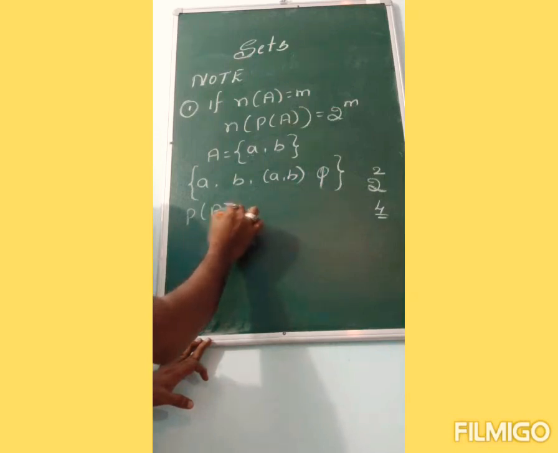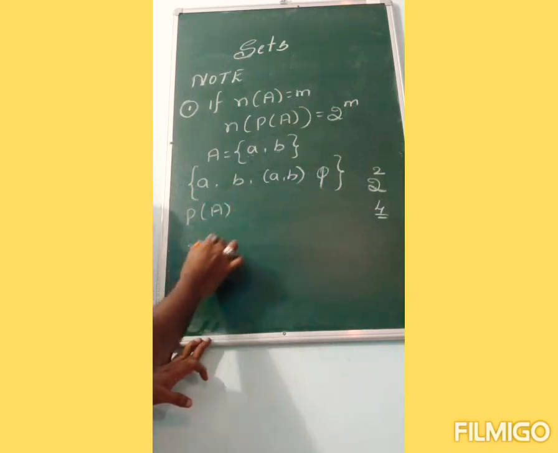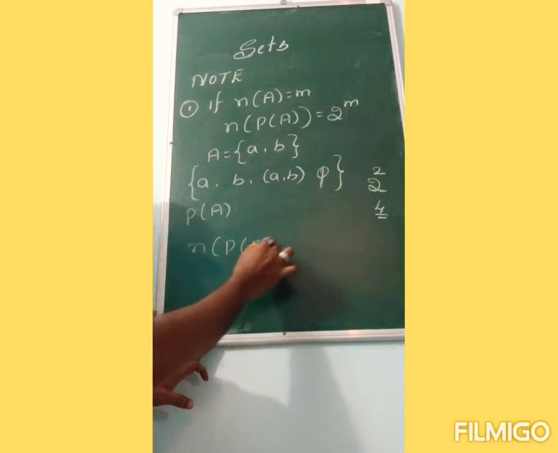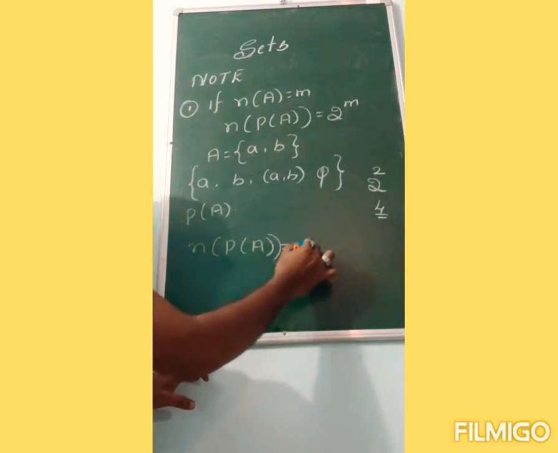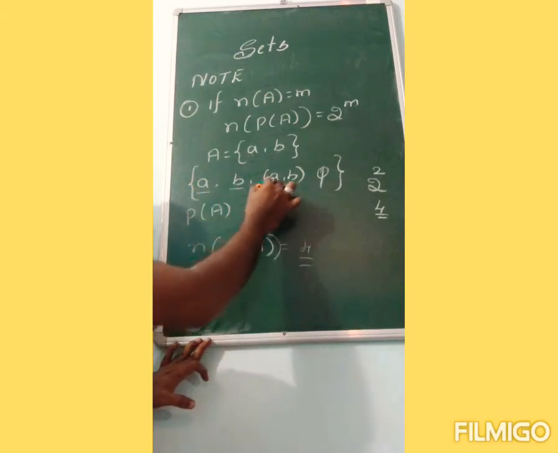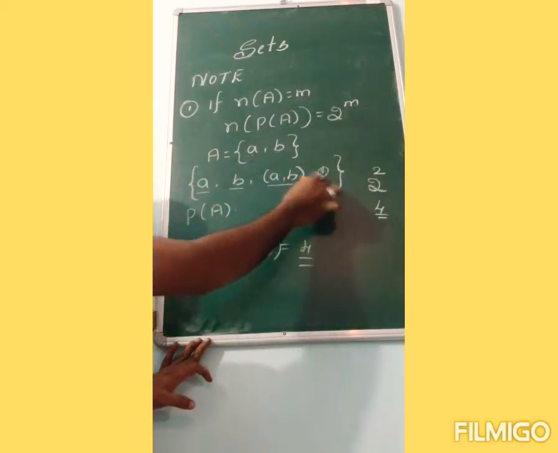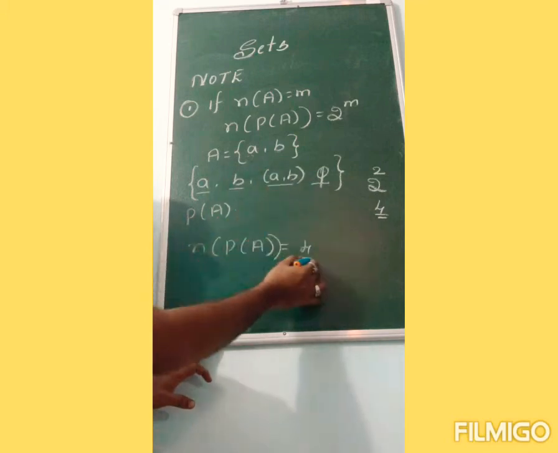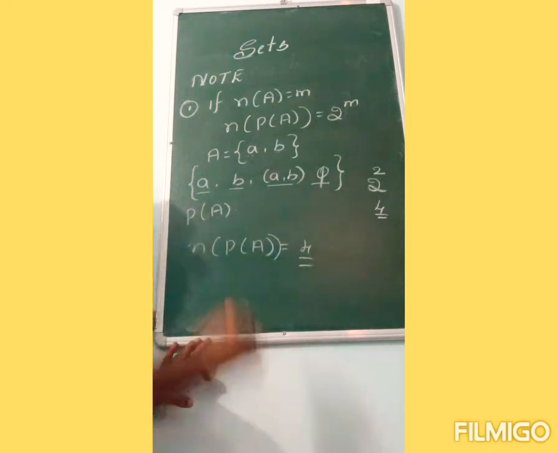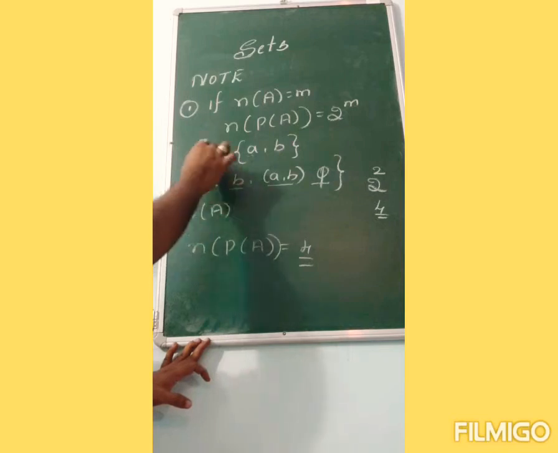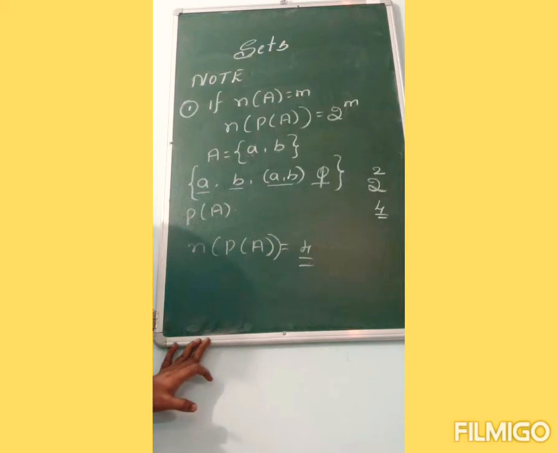How many terms are we finding? The number of elements in the power set is equal to 4. 1, 2, 3, 4. 4 subsets we can write. So P of A is nothing but {a}, {b}, {a, b} and the null set. There are 4 terms, so 4 subsets we can write. {a} alone is a subset of A, {b} alone is a subset of A, {a, b} is a subset of A, and the null set is also a subset of A.